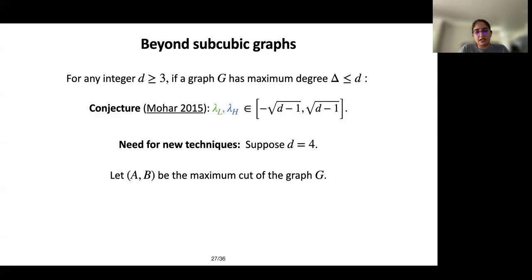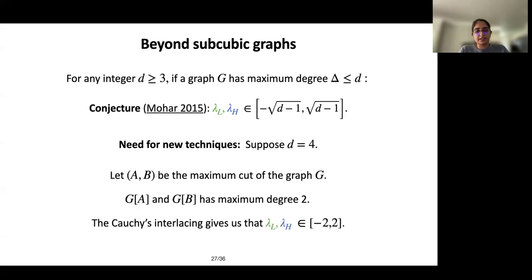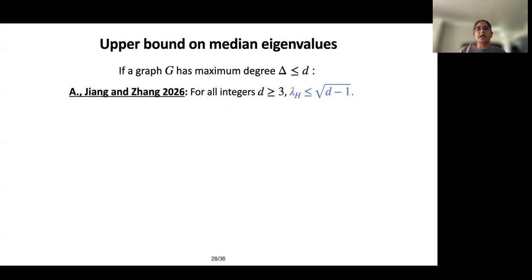On the other hand, let's suppose we consider the case d equal to 4, and we consider the maximum cut of this graph, let's say AB. In each of the cases, we can also show that the graph induced has maximum degree 2. But the Cauchy interlacing theorem is limiting in a way that it's only showing you the eigenvalues lie in the range -2 to 2, where we actually need them to lie between minus square root of 2 and 2. So it does not give us the tight bounds that we want. So there is a need for some different techniques. And our approach uses some algebraic as well as probabilistic tools to achieve this goal.